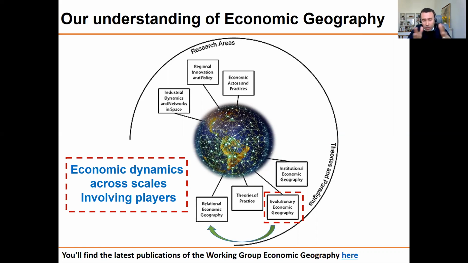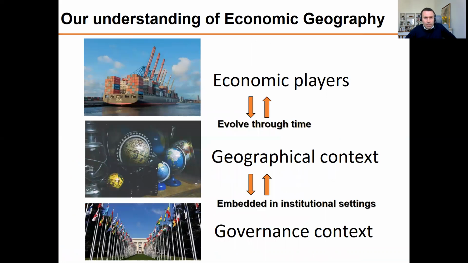Within the working group of economic geography in Kiel, we build our research from three main paradigms: institutional economic geography, relational economic geography, and evolutionary economic geography, the core of this module. You have all our publications very well organized on our website, where you can grasp in detail these differences across the disciplines.